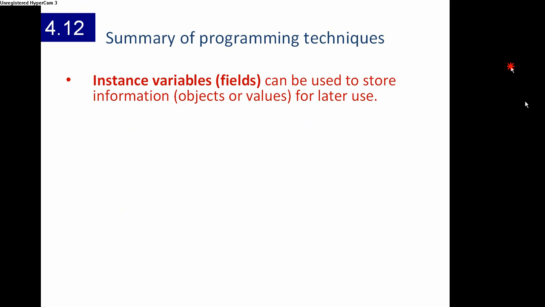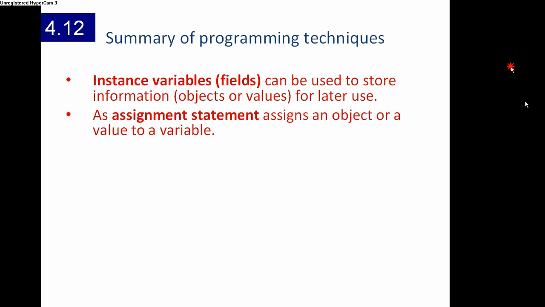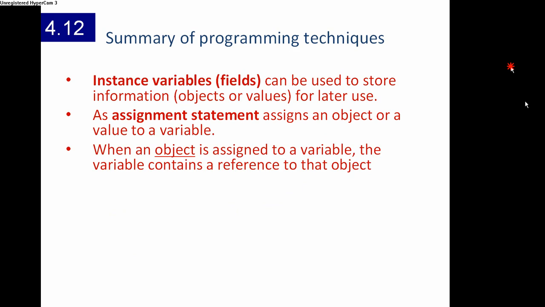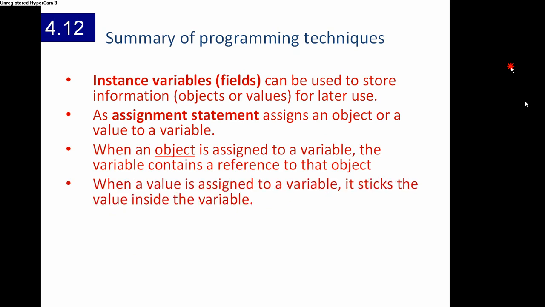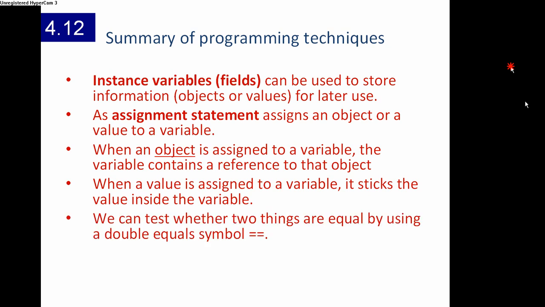Instance variables, also called fields, can be used to store information, objects, or values for later use. An assignment statement assigns an object or a value to a variable. When an object is assigned to a variable, the variable contains a reference to the object, not the object itself. When a value, such as a number or a true or false, is assigned to a variable, it sticks the value inside the variable, which is actually a space inside the RAM, or the random access memory of your computer.